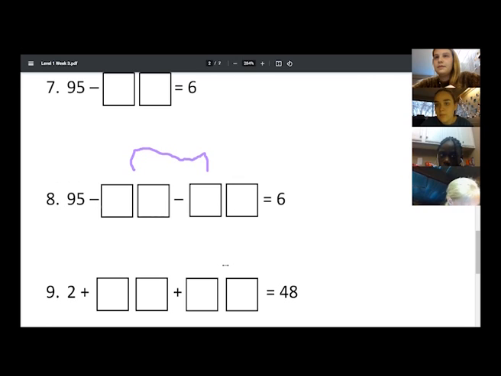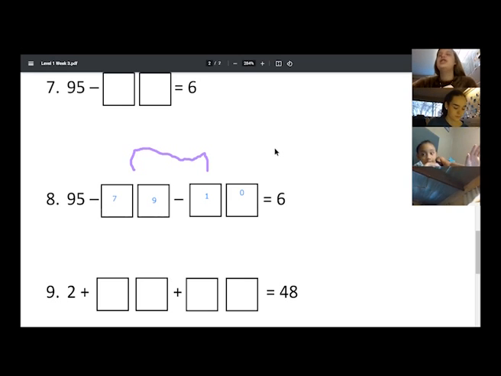I did. Can you do 79? Yes. Can you do 79 and 10? 79 and 10. Yes, you can. Good job. Does anyone have another answer? I did. You do, McKinley? What did you get?